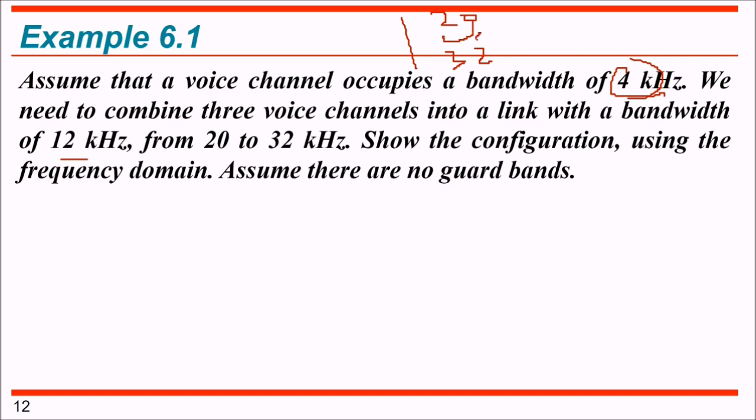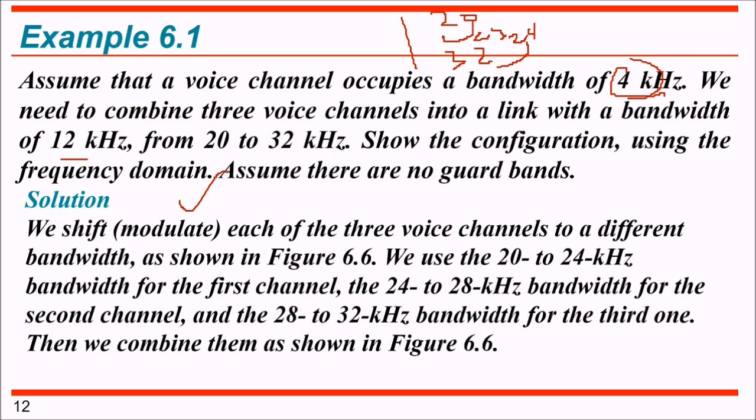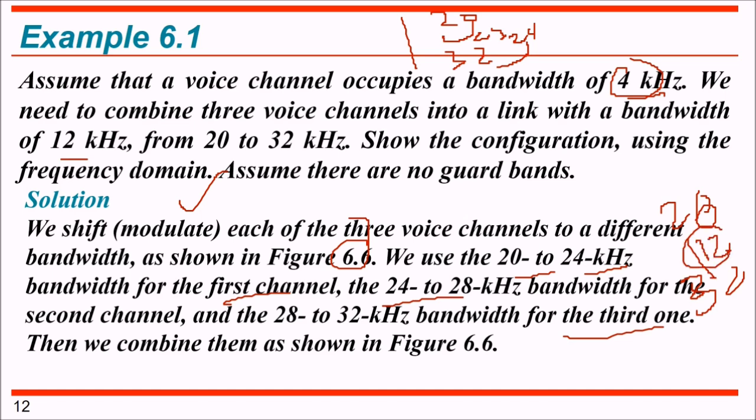20 to 24, send the first one. 24 to 28, send the second one. 28 to 32, send the third one. So we shift or modulate each of the 3 voice signals or channels to a different bandwidth. We'll see in this figure. But before going to the figure, let us understand that we use 20 to 24 kilohertz bandwidth for the first channel, 24 to 28 for the second channel, 28 to 32 kilohertz for the third channel. So these in all cover from 20 to 32, and 4 plus 4 plus 4 is 12 kilohertz of voice channel that can be utilized here.